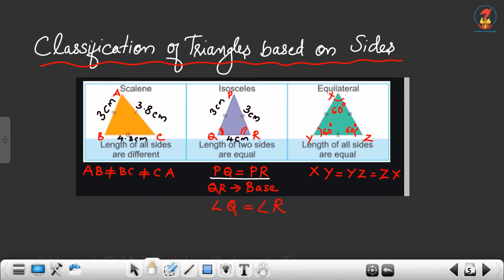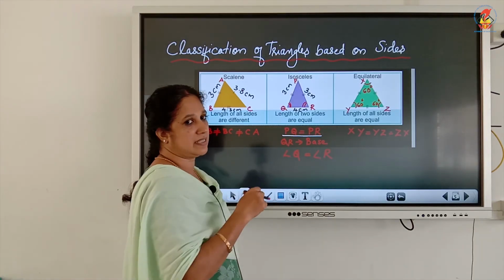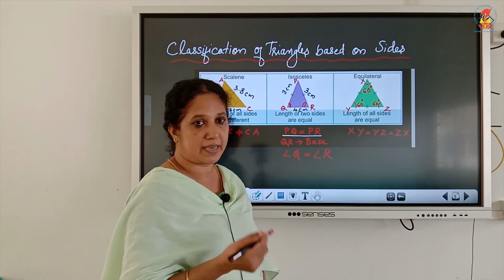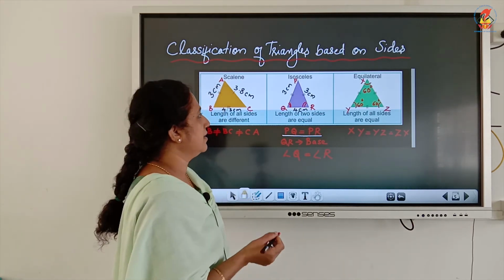Now the second type of triangle is the isosceles triangle. So what is meant by an isosceles triangle? When the triangle has two sides of the same measure, we can call it an isosceles triangle.